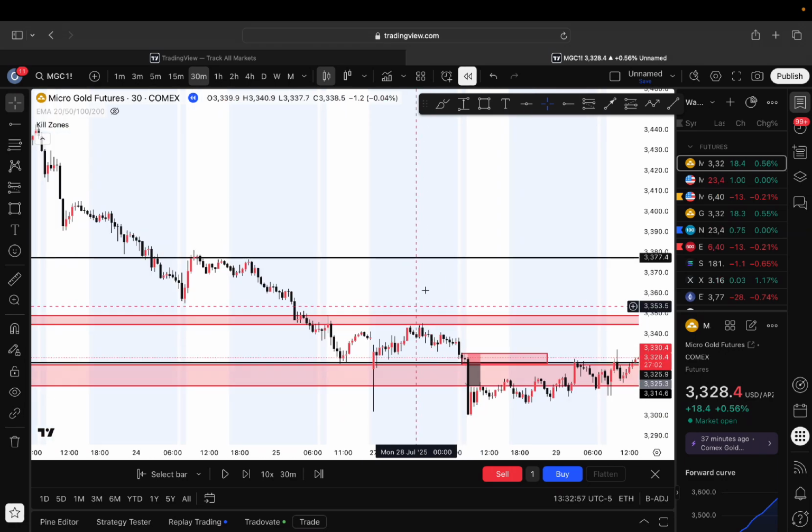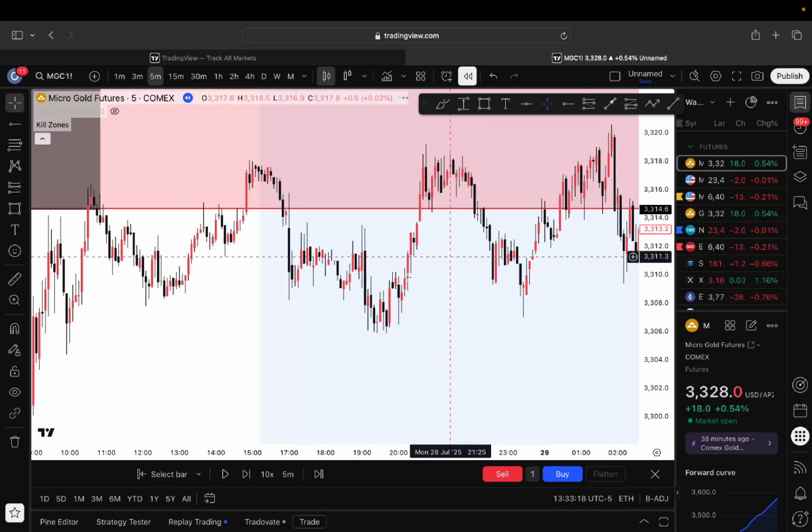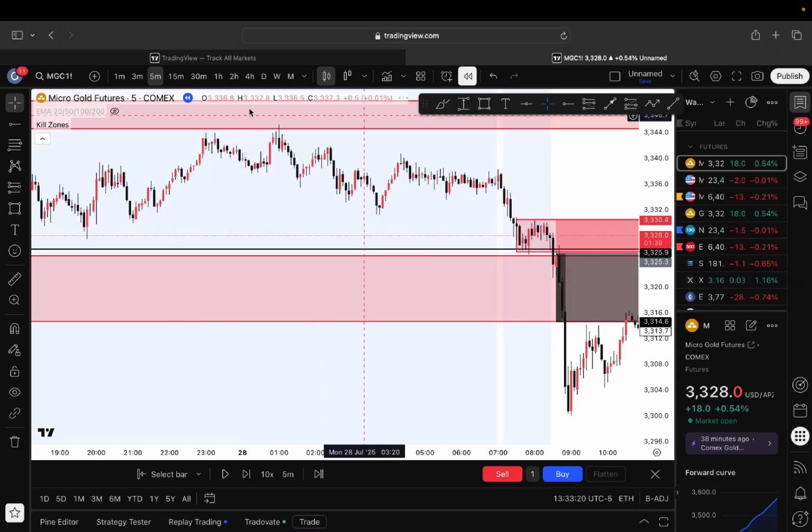Let's just say this ended up getting respected. What do you see here? This got respected, went back up, rejected its way back up, tapped our other zone, respected it and went down. On the 5-minute, what did we do? We swept all of these lows.